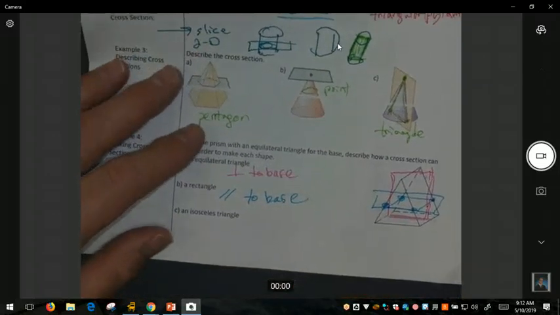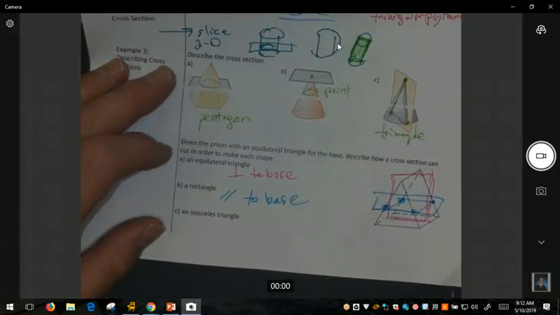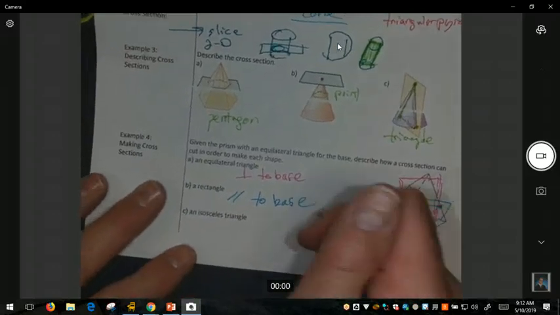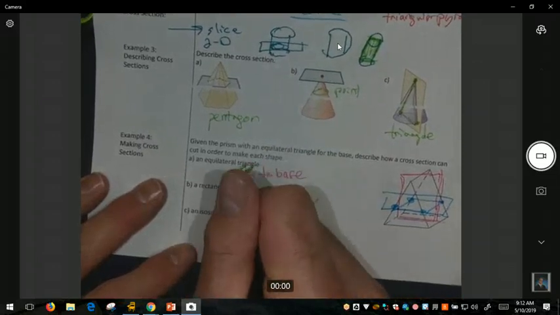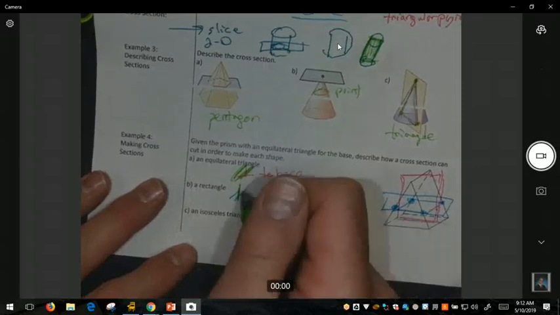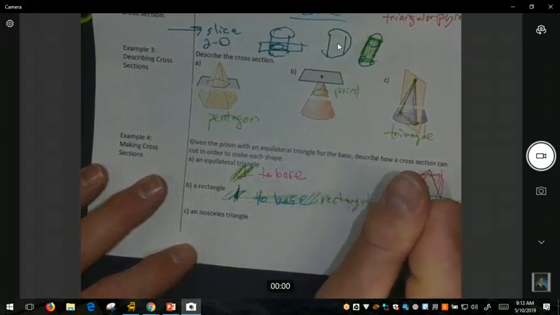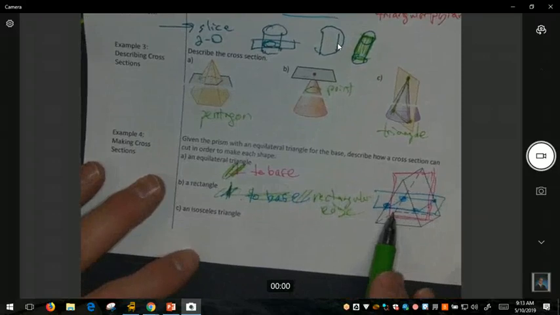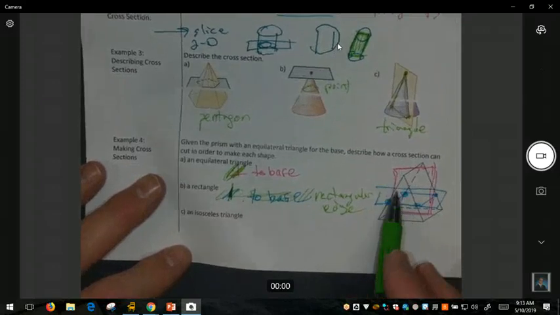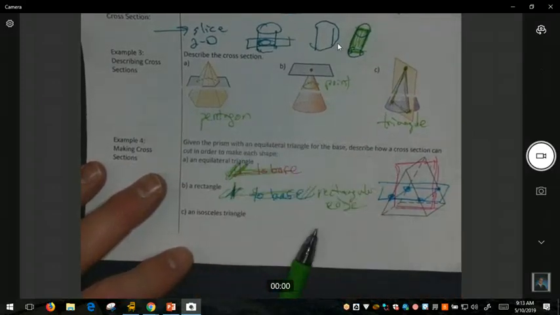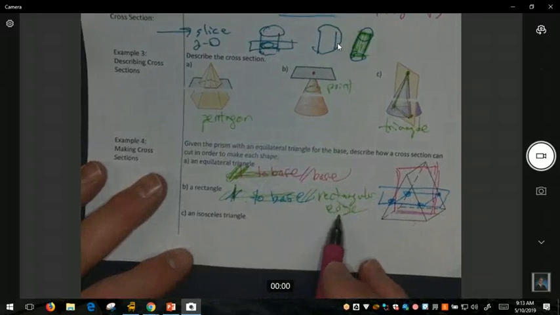To get an isosceles triangle, oh shoot, it says an equilateral triangle. I did this a little wrong. To get a triangle, this should have been parallel to the base because the triangle was the base. To get a rectangle, we should have done parallel to the rectangular edge. I wasn't paying attention. This is a prism. It has 1, 2, 3 rectangular sides. The bases are the triangles. So this was the base. If we do parallel to the base, we'll get the equilateral triangle. Rectangle is parallel to the rectangular base.